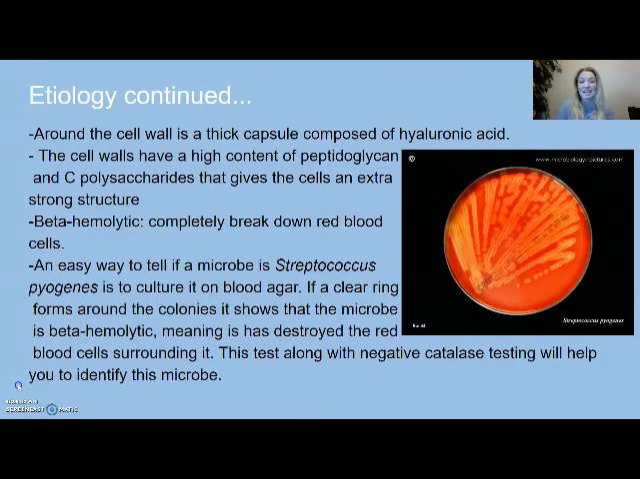It is beta hemolytic, so it breaks down red blood cells. An easy way to tell if a microbe is Streptococcus pyogenes is to culture it on a blood agar. If a clear ring shows around the microbes, then it shows that it's beta hemolytic, meaning that it has destroyed the red blood cells around it. You can see this in the picture on the screen, that it's been cultured on the blood agar, and around each of the microbes is that clear ring to show that it is beta hemolytic. This test, along with negative catalase testing, can help you identify this microbe as Streptococcus pyogenes.